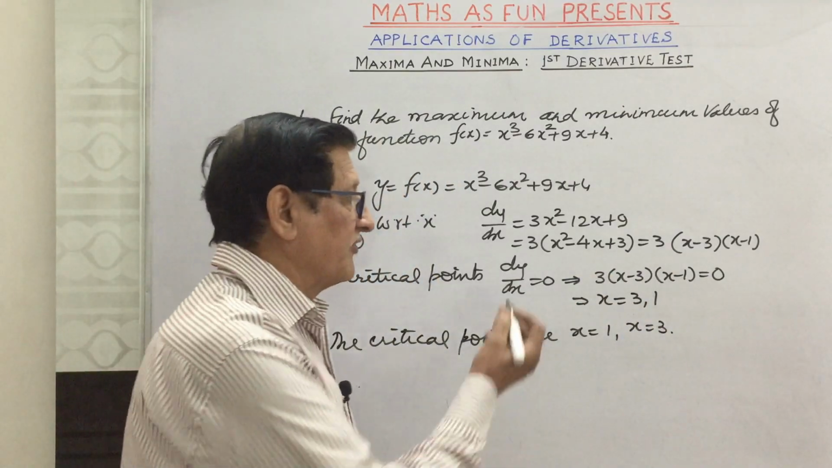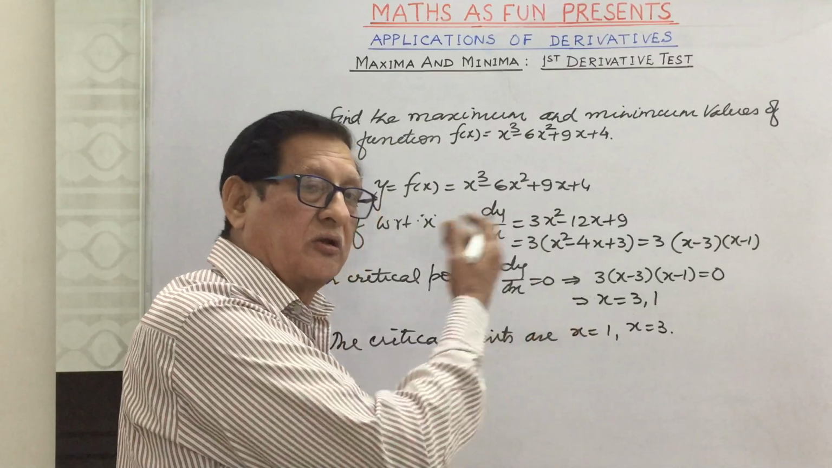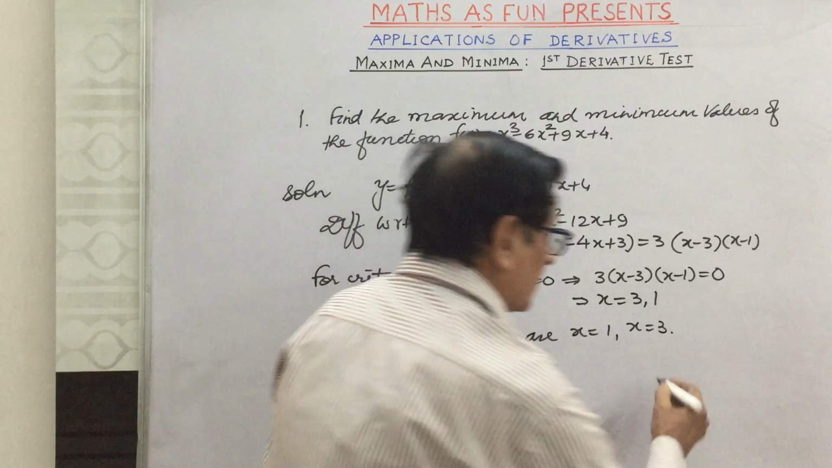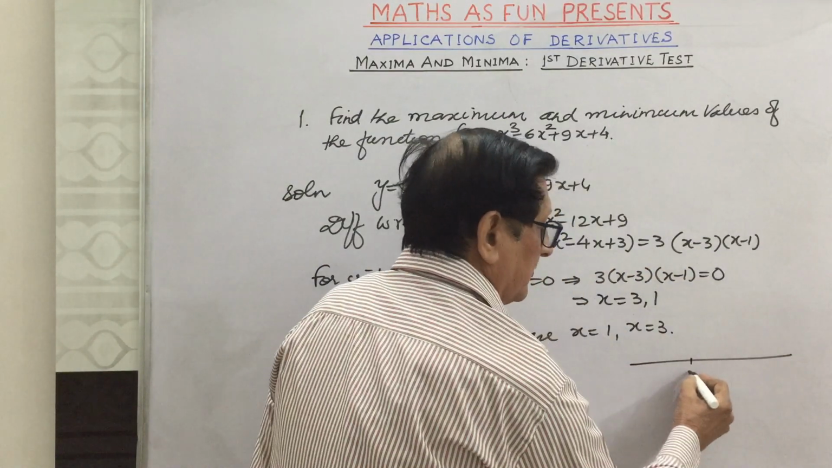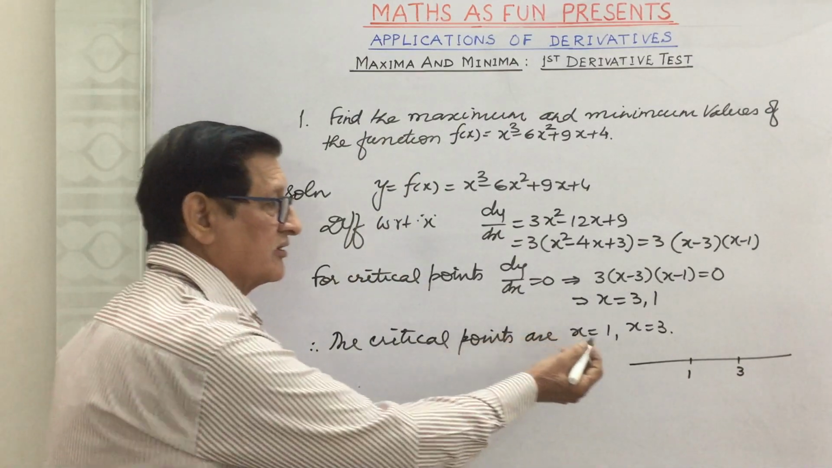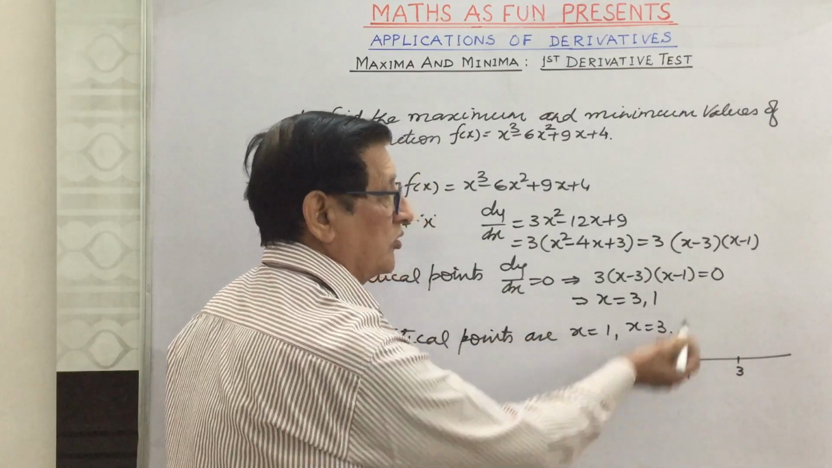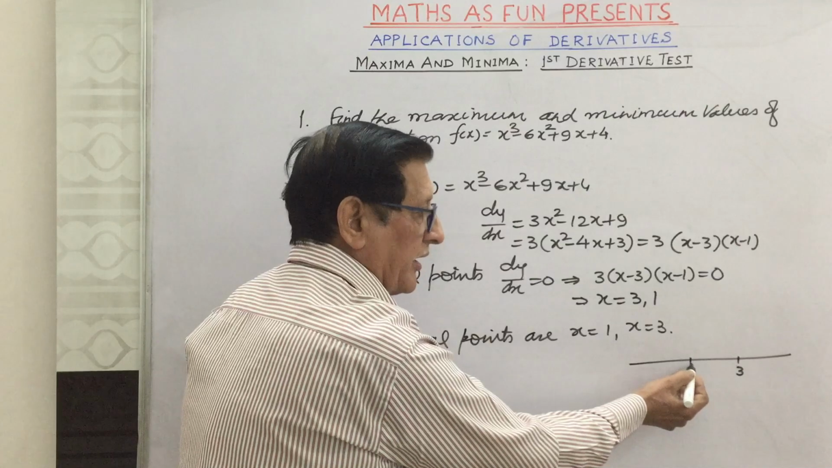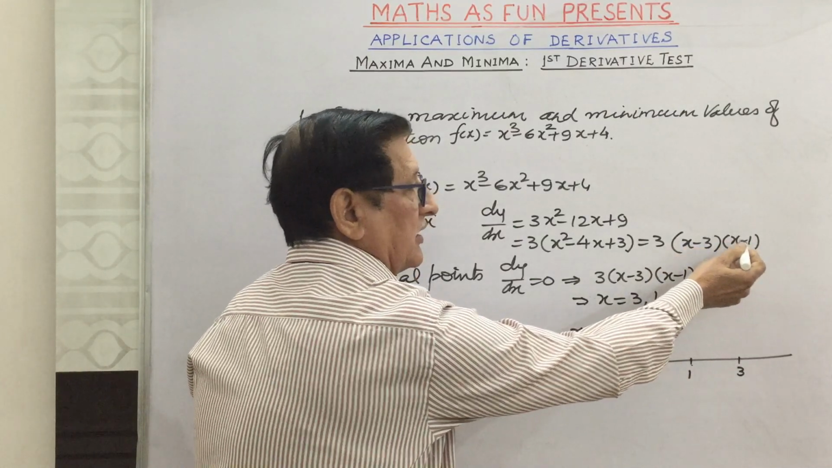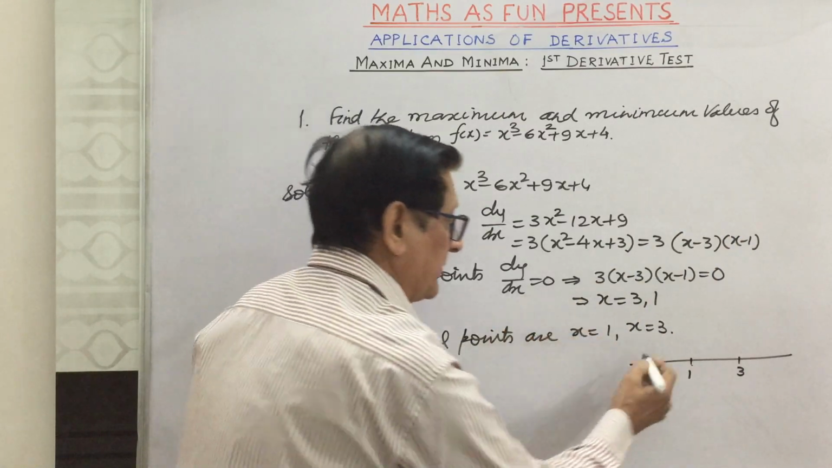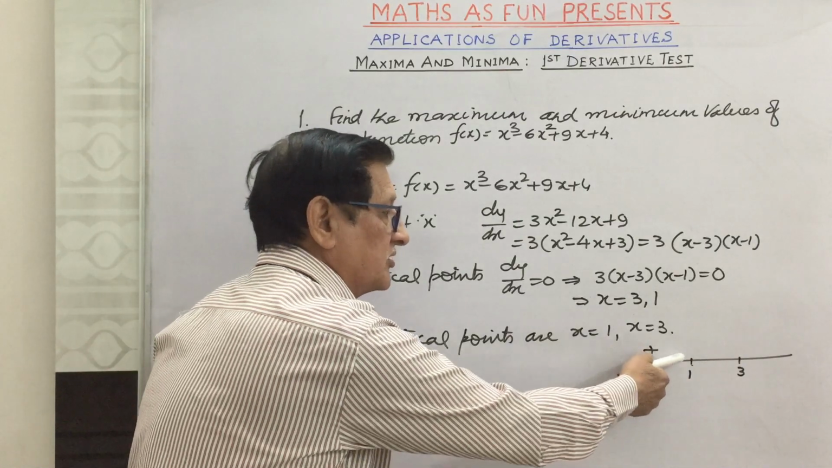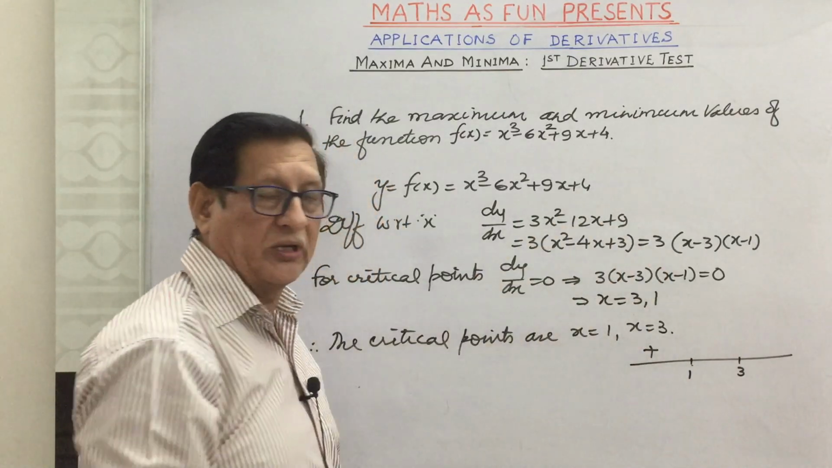Now to see the value or sign of dy by dx on the left hand neighborhood and right hand neighborhood, we can mark these points on the number line. This is 1 and this is 3. We can very well see for the left hand neighborhood, if x is less than 1, this will be negative and this is also negative. So minus into minus will be plus. So we can use the sign of plus because dy by dx will be positive on the left hand neighborhood of 1.